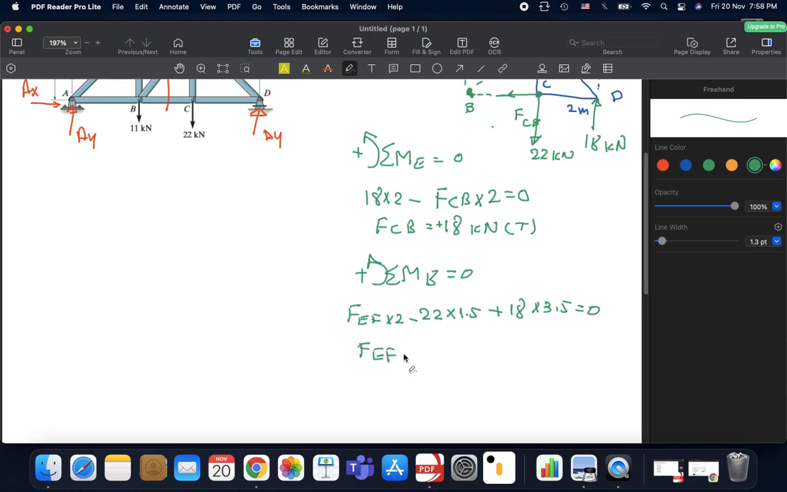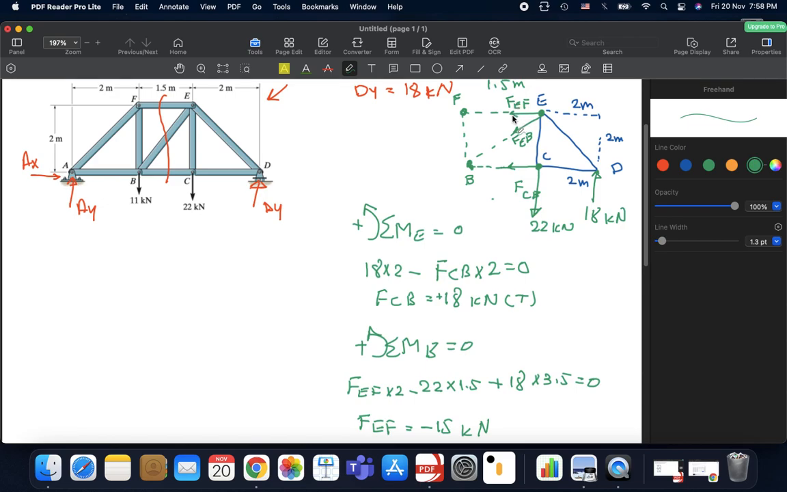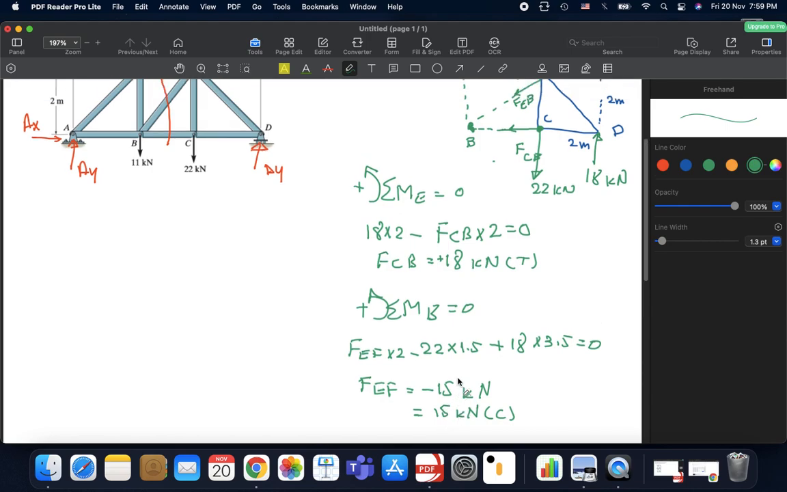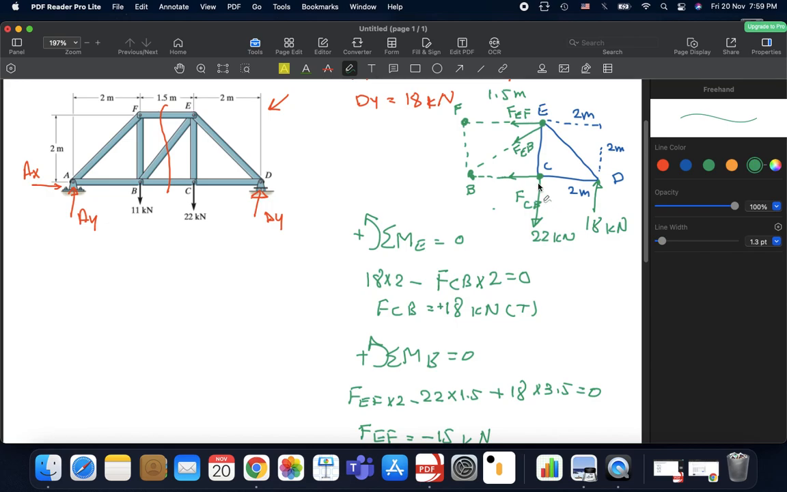FEF would have a value of minus 15 kilonewtons. Minus 15 kilonewtons means our force is of compressive nature. Why? Because the direction that we assumed is the wrong direction. So we have to make this force go into the joint, meaning it goes into the member. So FEF has compressive nature. We could write it as 15 kilonewtons compression. Okay?